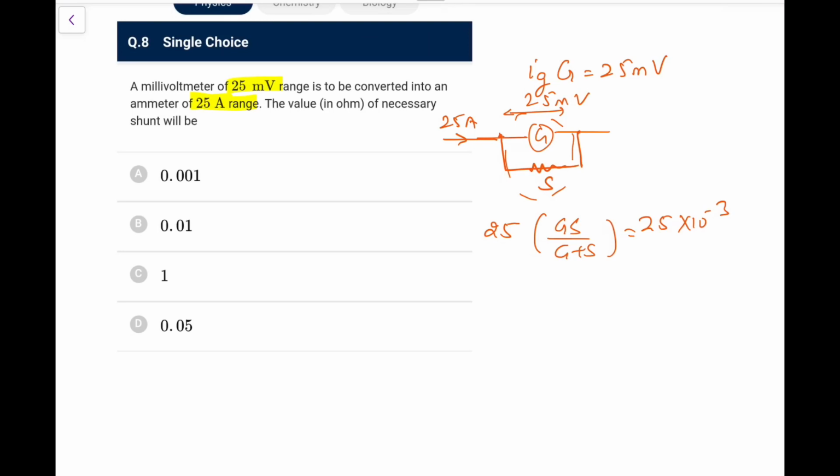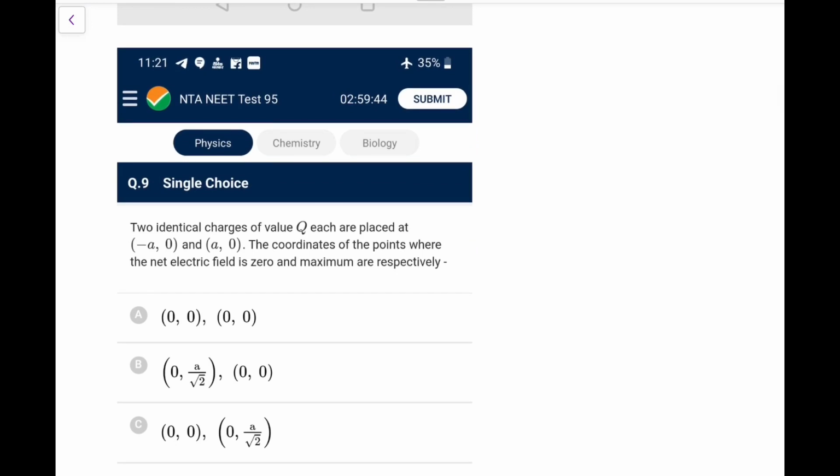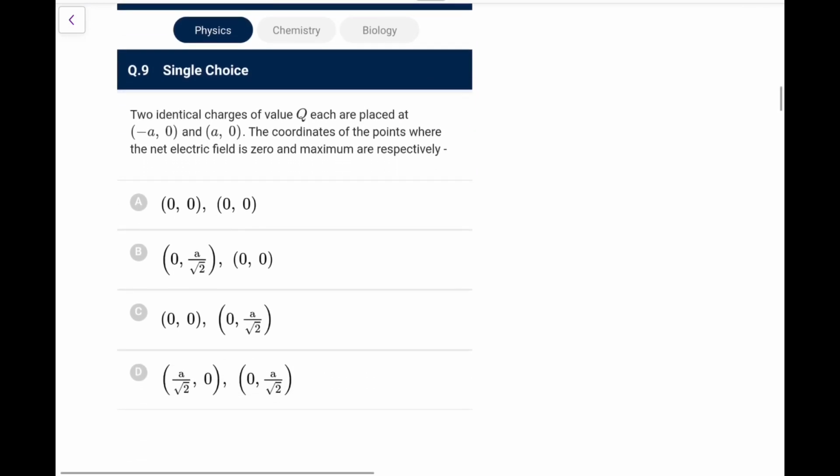So what we can have now, because we know shunt is going to be very small, I can typically say this Gs upon G plus S would be close to S. So S would be probably 10 to the power minus 3. It would be slightly differing from that, but given the options it can't differ that much, so I can directly go for 0.0001 in this particular case. Always remember, in parallel, if one is very large and one is very small, the resultant will be closer to the smaller one.